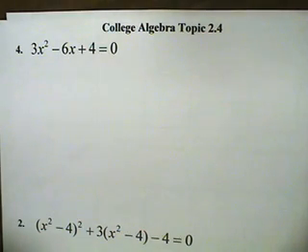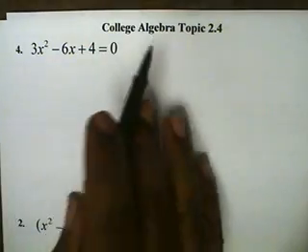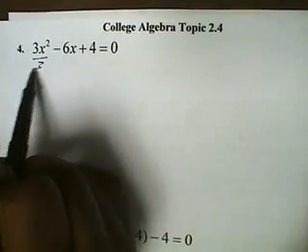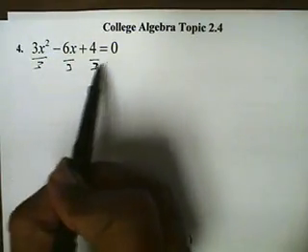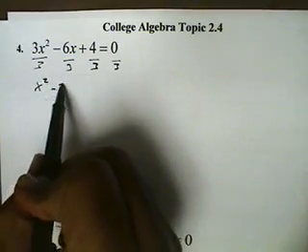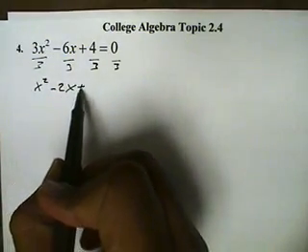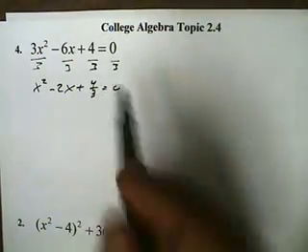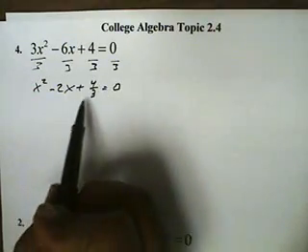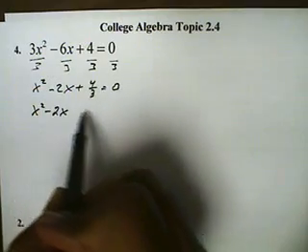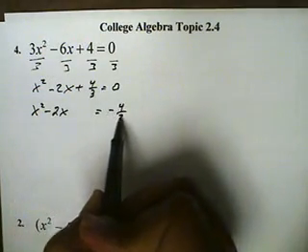College Algebra, Topic 2.4. We want to solve this by completing the square. Step 1 is to make sure the leading coefficient is 1. So I'm going to divide all this by 3. Now I have 1x squared minus 2x plus 4/3 equals 0. From there, now we want to remove the c, put it on the other side. So this will be x squared minus 2x equals negative 4/3.